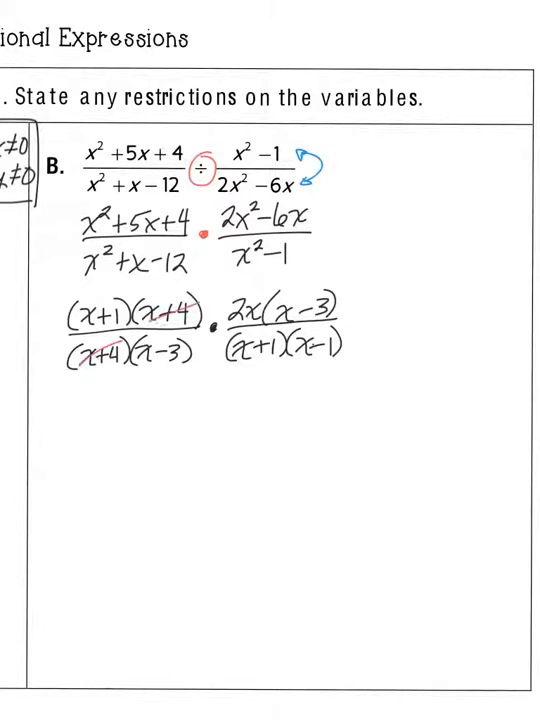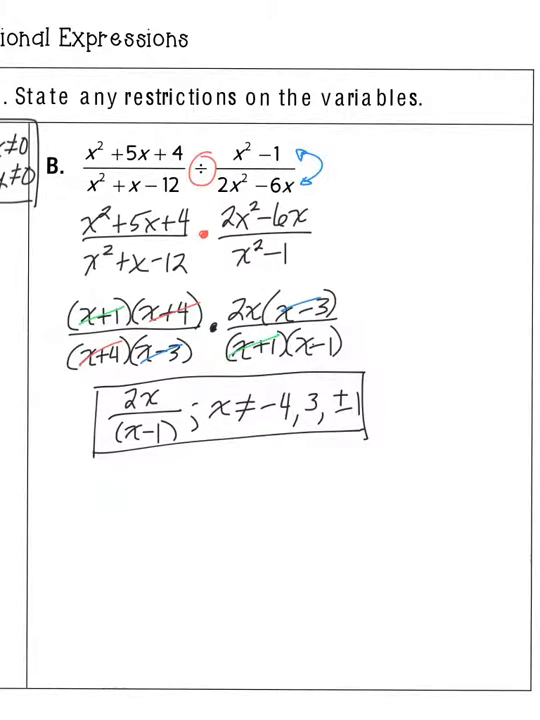So x plus 4 cancels with an x plus 4. x minus 3 cancels with an x minus 3. And then x plus 1 cancels with an x plus 1. And I'm left with a 2x up top over x minus 1. And then x cannot equal negative 4, positive 3, or positive or negative 1.